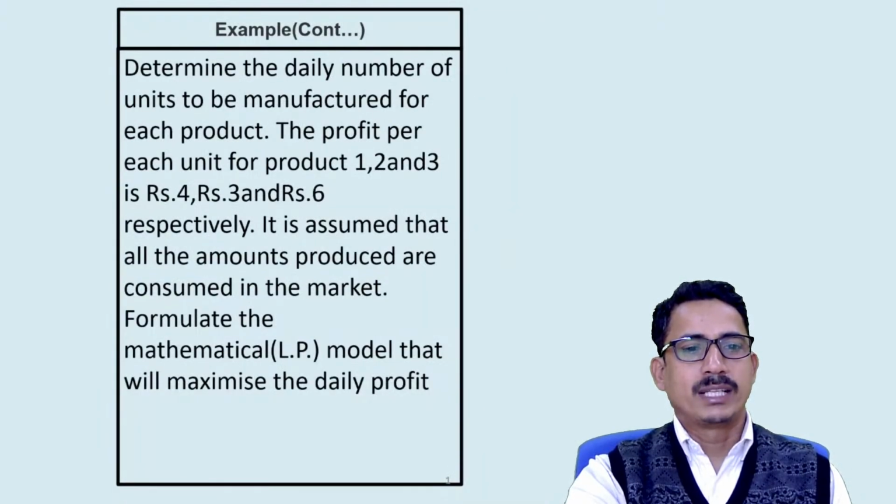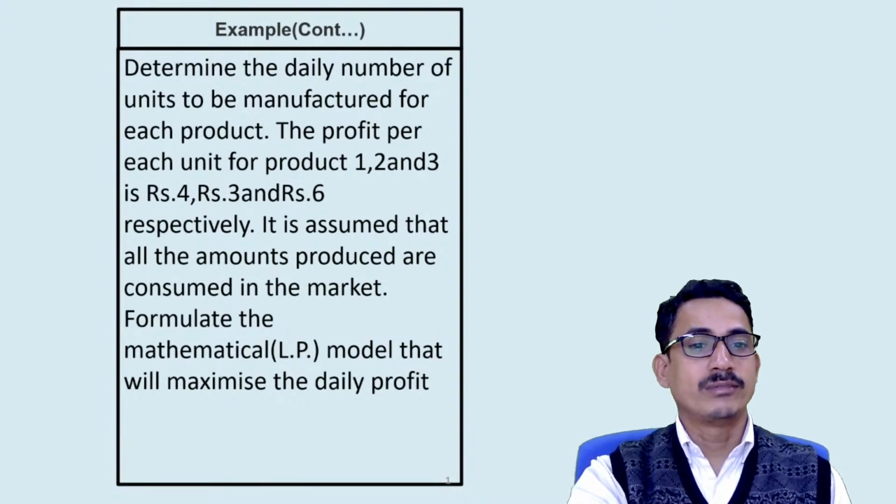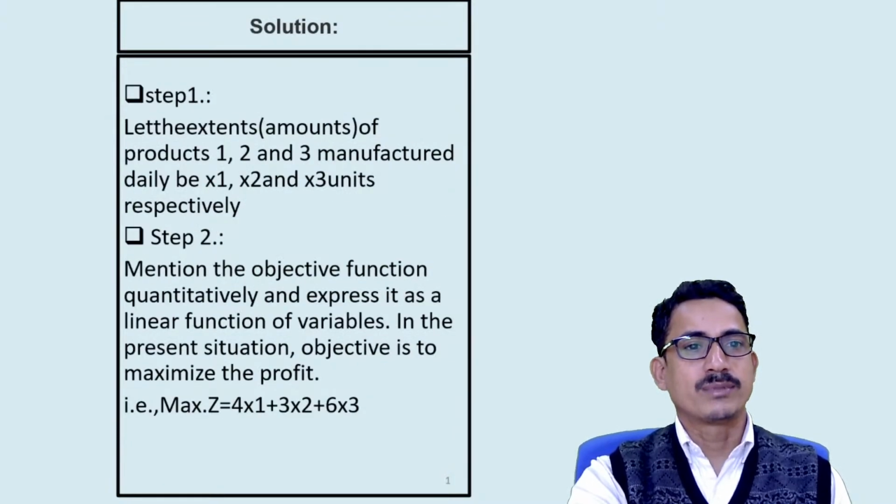So the question is, formulate the mathematical model that will maximize the daily profit. How do we know whether the objective function is maximum or minimum? Clearly, this question is asking about the profit part. Profit means the objective is directly highlighted in the form of maximization. So directly you can write the solution steps. See the last line of this slide. Max z = 4x1 + 3x2 + 6x3.